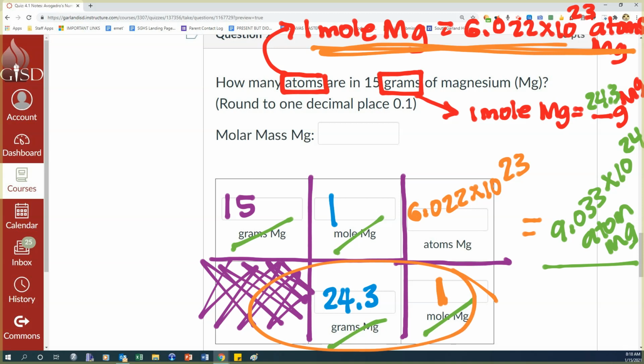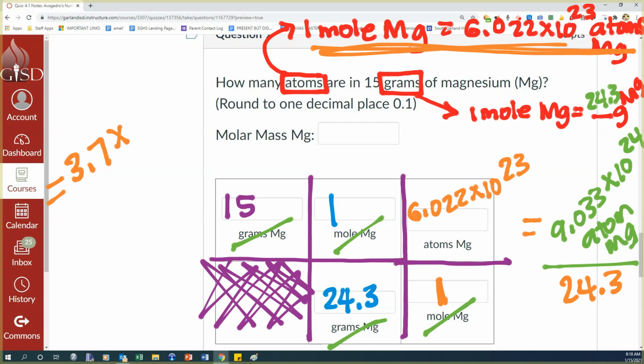24.3 times 1 is just 24.3. And now I have to divide that number by 24.3, and I get the final answer, which I'm going to write down on the left side because there's no space: 3.7 times 10 to the 23rd power atoms of Mg.